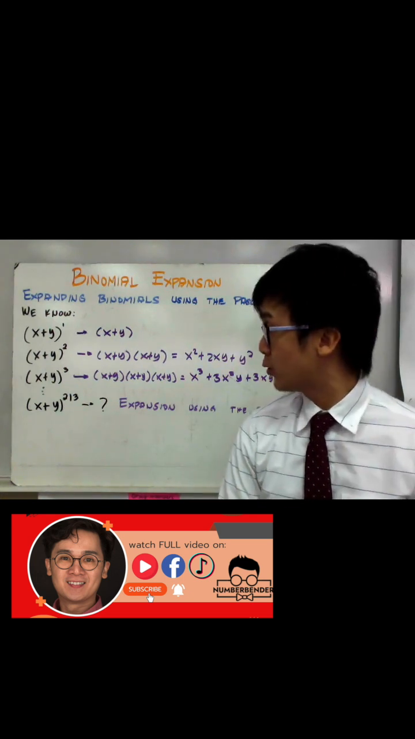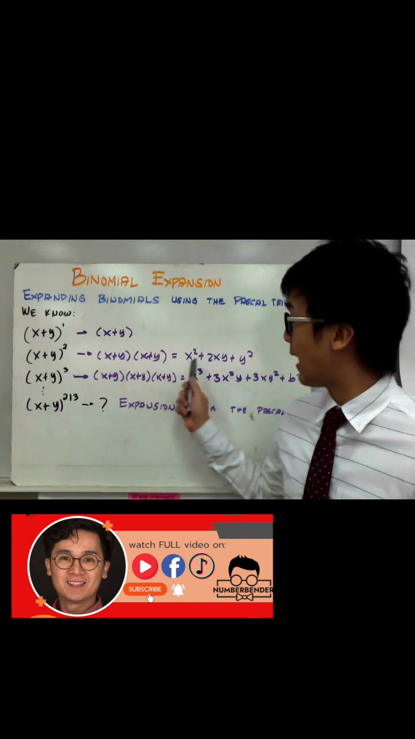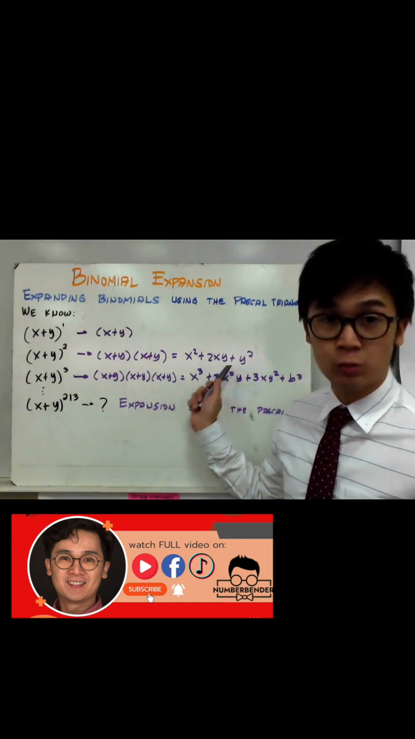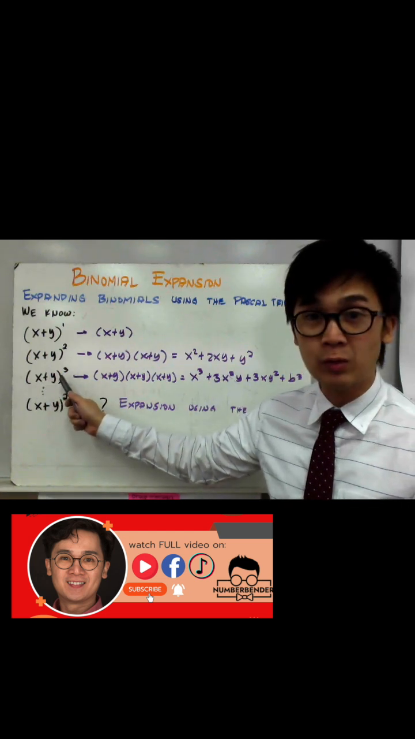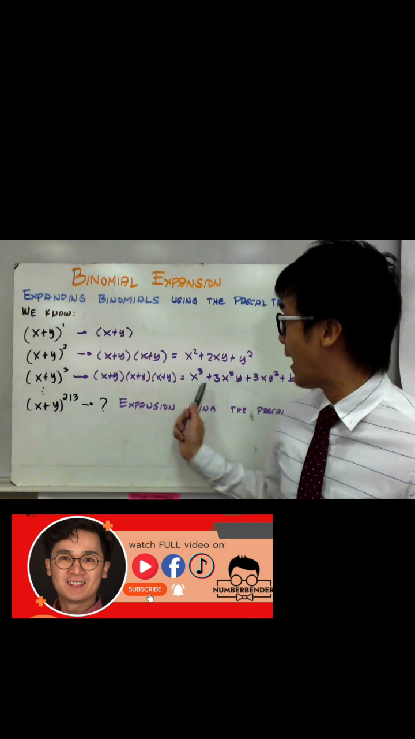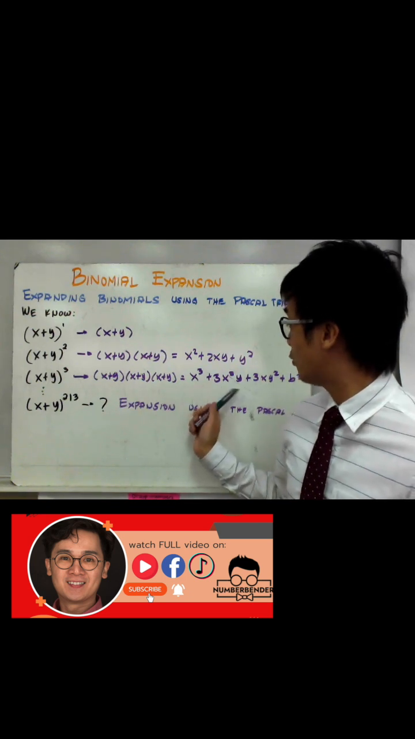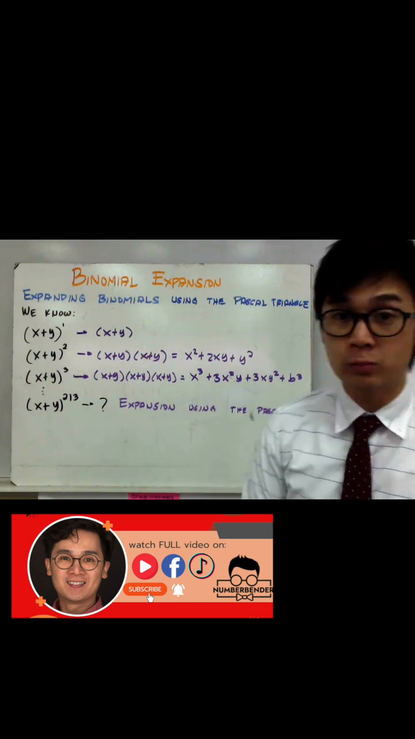So we'll have x plus y times x plus y, and using the FOIL method, we'll have x squared plus 2xy plus y squared. And so if we have x plus y raised to 3 and we multiply x plus y by itself 3 times, we'll have x cubed plus 3x squared y plus 3xy squared plus y cubed.